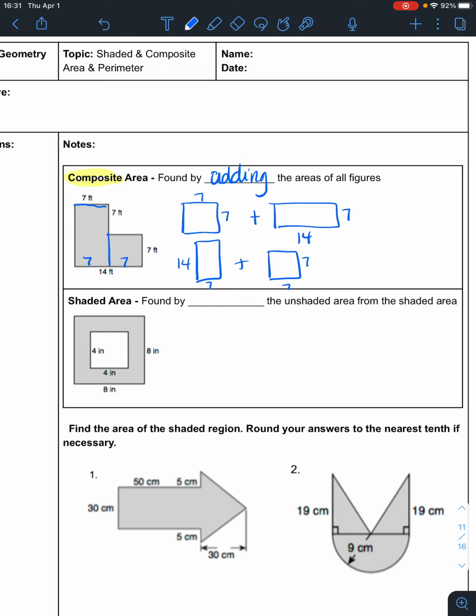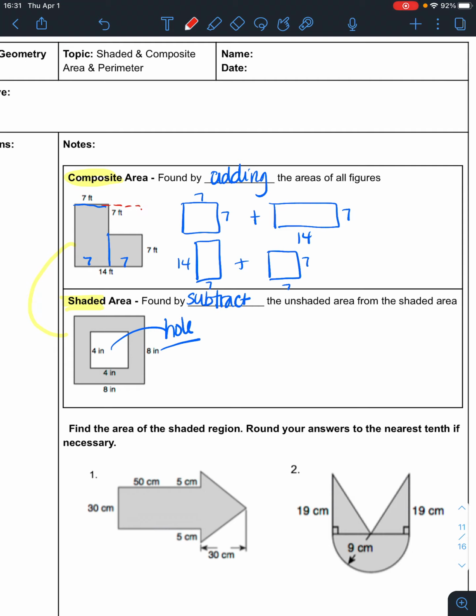Now, notice it's not any different. You're going to get the same area. Now, a shaded area, which I could ask for either one of these, but in this case, what you see is that I have a hole in the shape. When you have a hole in the shape, you have to subtract.